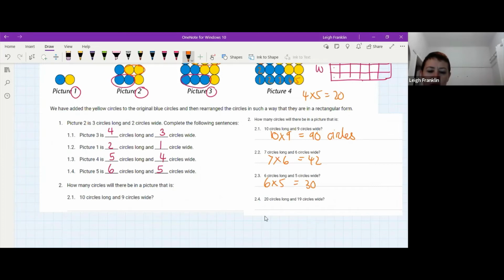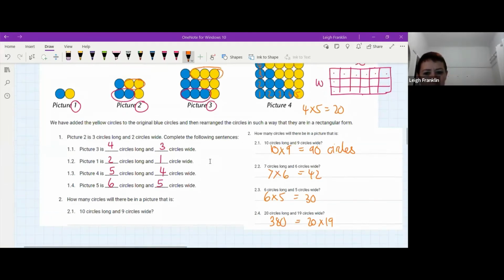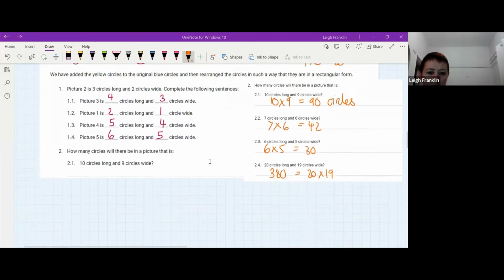Okay, now here's a slightly more difficult question with numbers. All right, let's ask Patson. Patson, how many circles would there be in a picture that was 20 long and 19 wide? Ma'am, 380. Well done, Patson. And you got that by multiplying 20 by 19. Okay, good job. Well done, everybody. Are there any questions you want to ask? Can we move on?